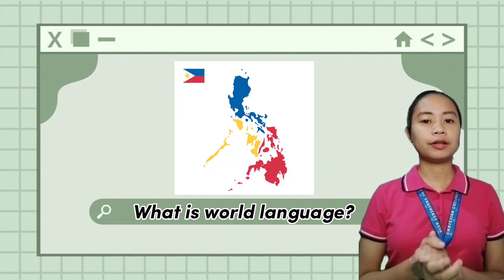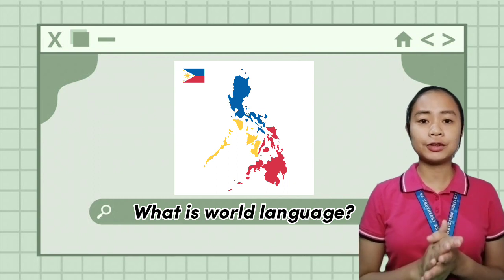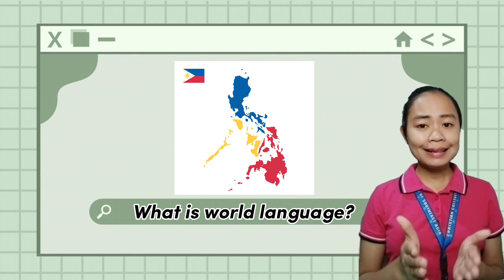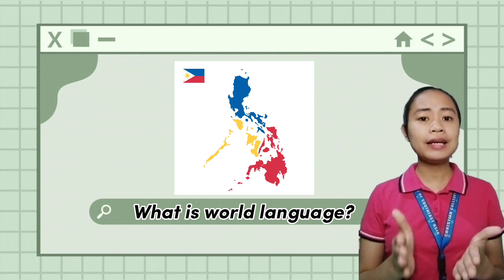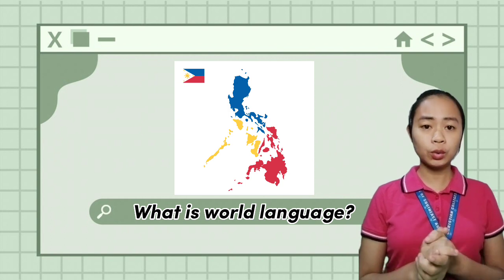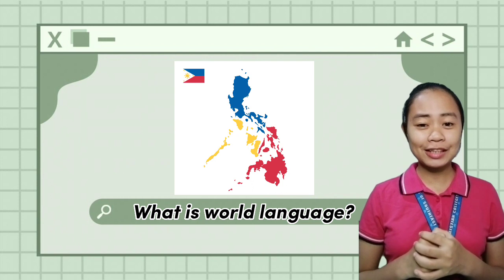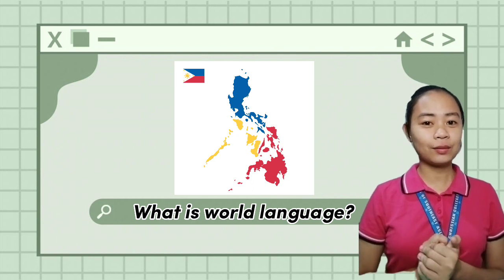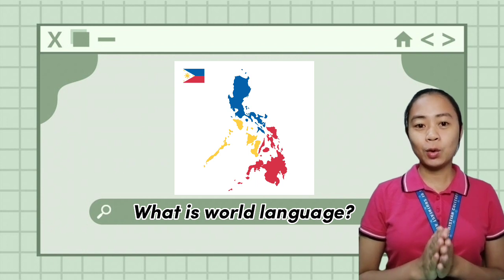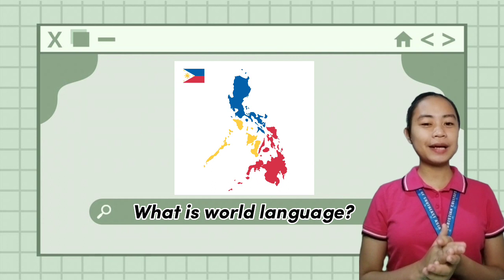For example, most Filipinos learn English as their second or foreign language, and we all know that the English language is the dominant language that most people know how to use. By learning a language as your foreign language, and that certain language is one of the most spoken, that is called a world language. Okay, another example.